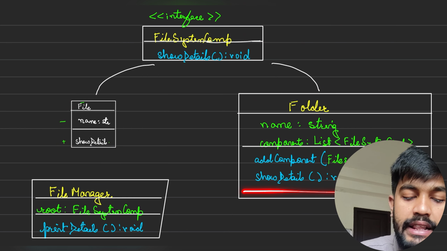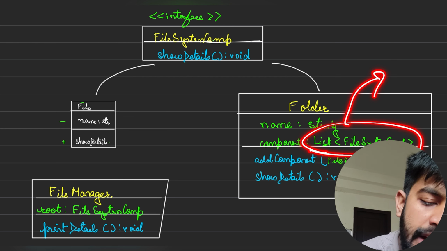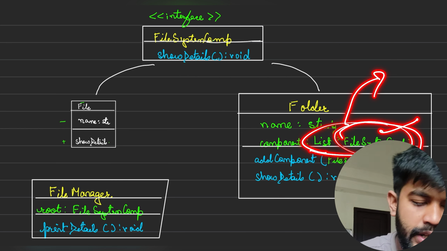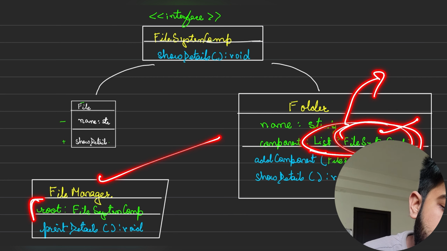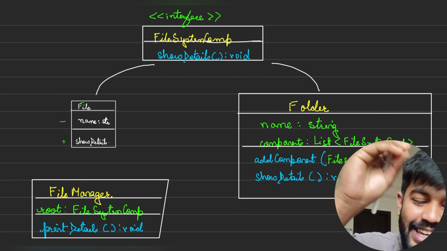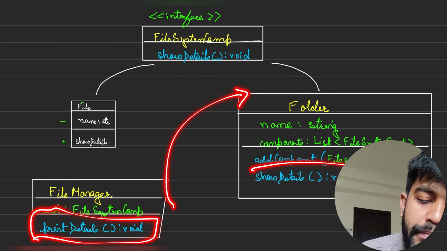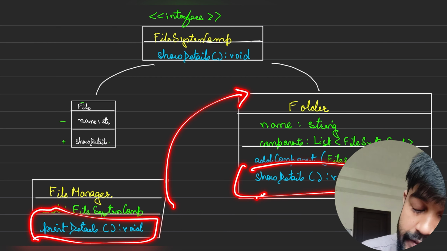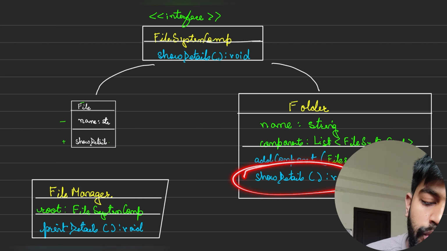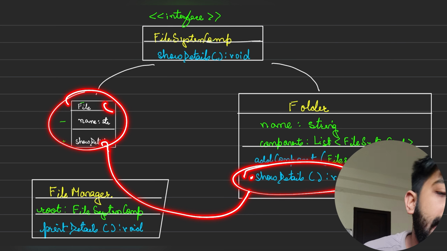Simple enough. And then show details. Then we have the component, which now, instead of earlier being a list of files only, would have files of this component. And the file manager is now very simple. It would have just the root one, that is the parent folder, local disk C, and then it would call the print details. If it is a folder, it would print its own name and then print the files under it. If it is a file, it would print its own name.